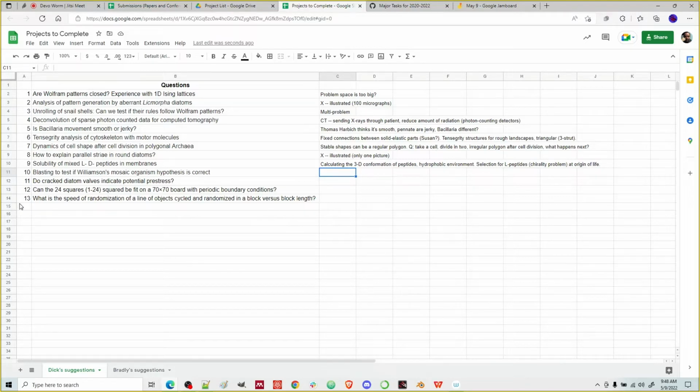So then the last four projects are, this Williamson's mosaic or organism hypothesis. This is another bioinformatics project or related project. And then there's, do cracked diatom valves indicate potential pre-stress? That's probably some sort of image processing or making inferences from image processing.